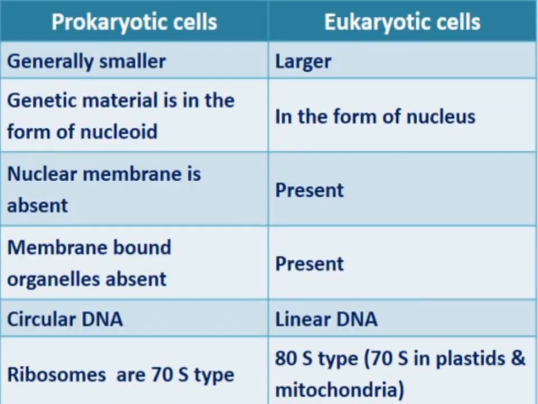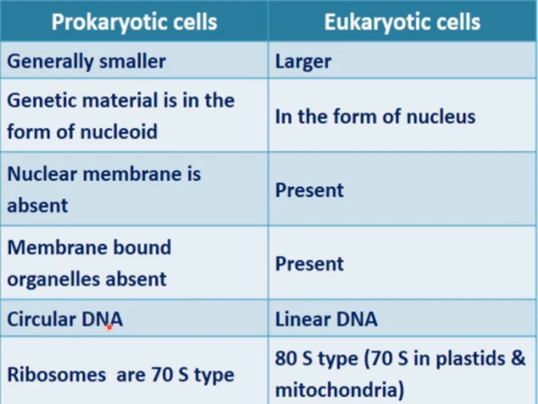These are differences in prokaryotic cell and eukaryotic cell. Prokaryotic cells are generally smaller in size, while eukaryotic cells are generally larger in size. Genetic material is in the form of nucleoid, because no nuclear membrane is present here, okay. So the genetic material is present in the form of nucleoid, while in eukaryote, genetic material is present in the form of nucleus. Nuclear membrane is absent here in prokaryotes, while it is present in eukaryotes. In prokaryotes, membrane bound organelles are absent, while in eukaryotes, membrane bound organelles are present.